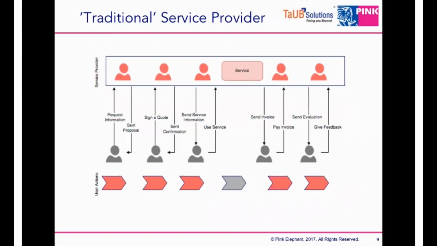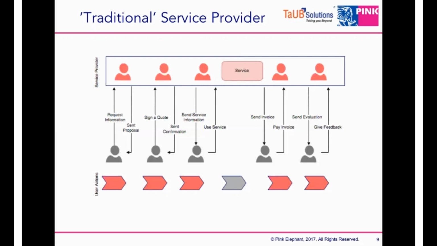If you think about it, the way that they deliver that service, it is the same. It's the same for one ride or a million rides. So it's a process, it's a flow that consists of a number of steps. So every service provider in the world delivers services in a number of steps, in a number of user actions.